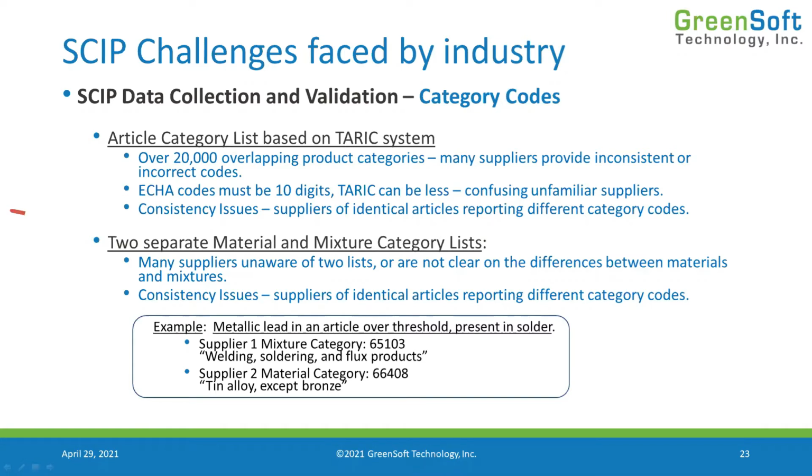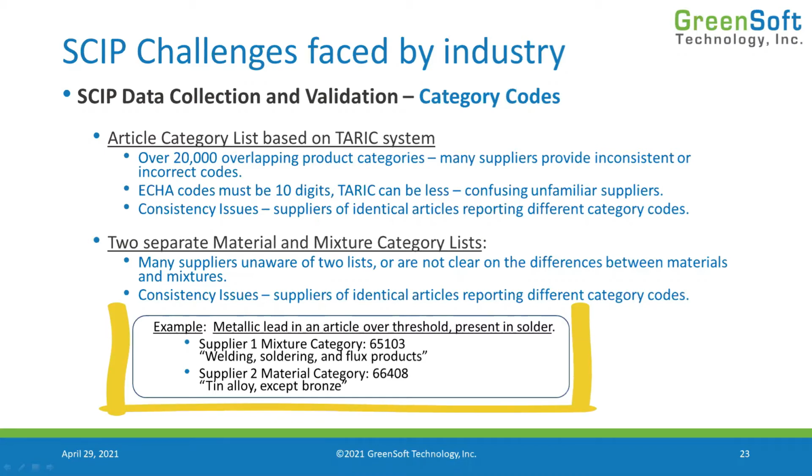And the same goes for material and mixture categories. Those are actually provided in two lists, one for material and one for mixture, and you have to provide one or the other. But many suppliers aren't even aware there are two lists, and they're just referencing one list or the other. And if they are aware, they don't know the difference between a material and a mixture, so they can't really reference the right list. So this results in inconsistency in the material reporting as well.